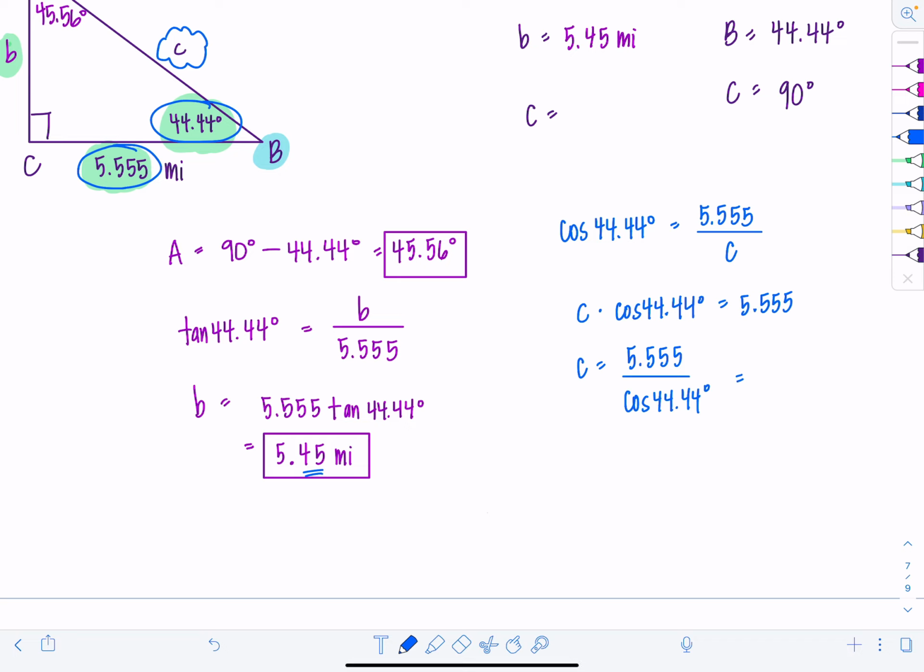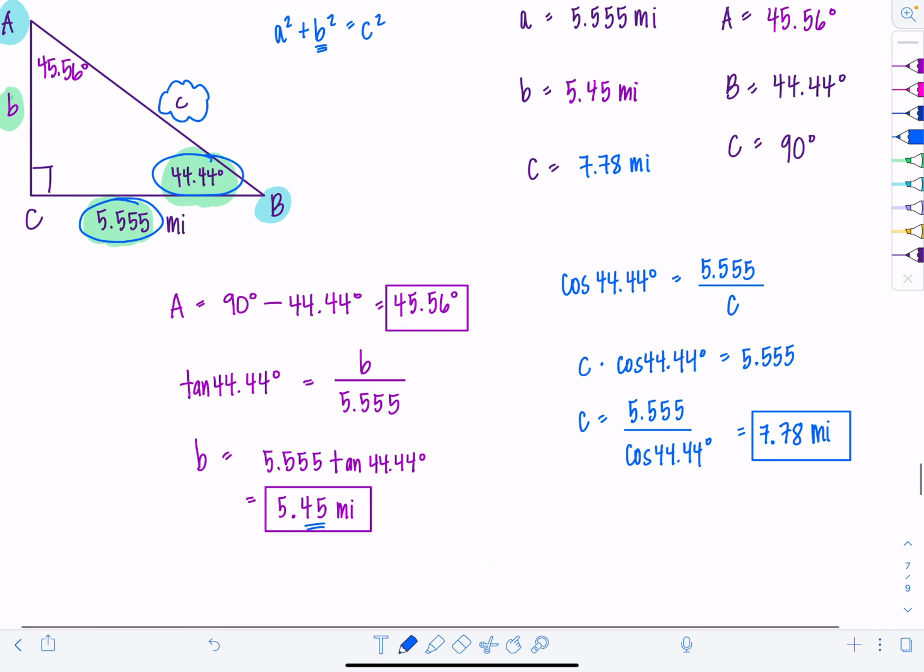And then now let's punch that in our calculator and see what we got. And I have 7.780, so 7.78 miles. Okay, good.